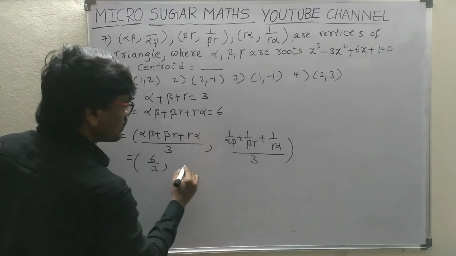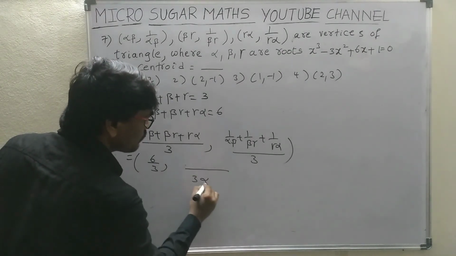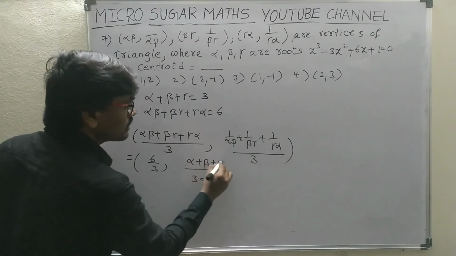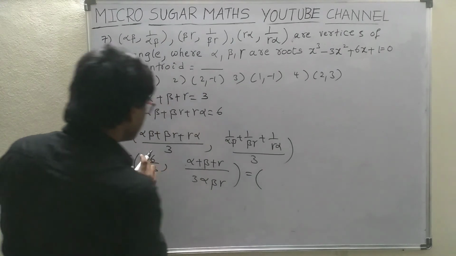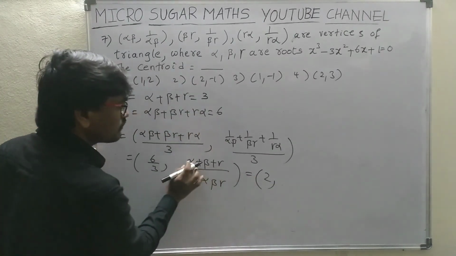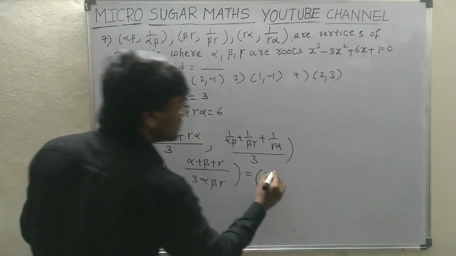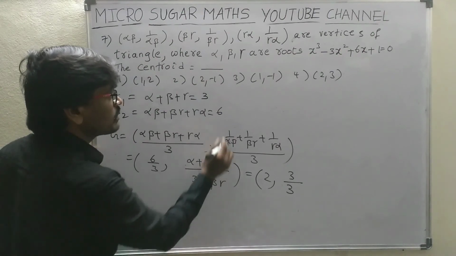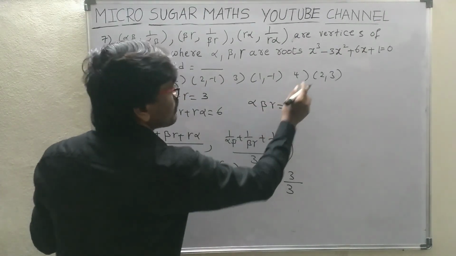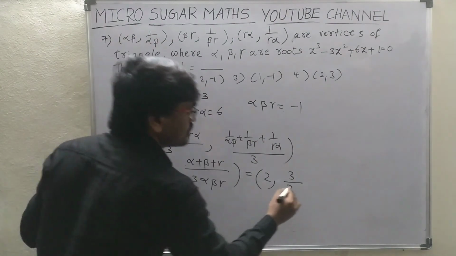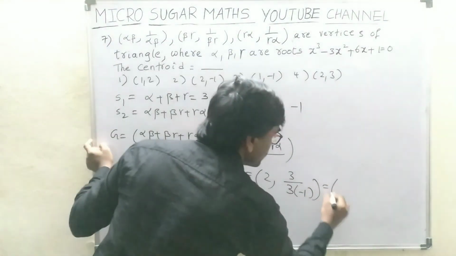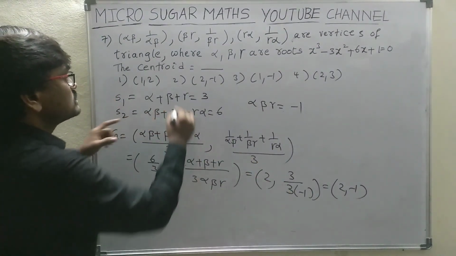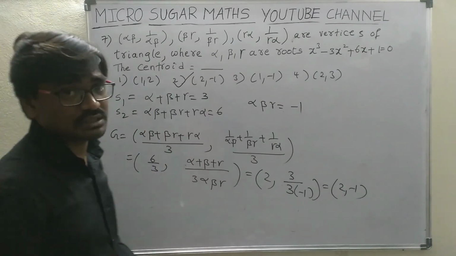Now students, on taking LCM you will get alpha beta gamma as the LCM. In the numerator, alpha plus beta plus gamma. I am writing 6 by 3, which means 2. I am writing alpha plus beta plus gamma value as 3 by the denominator 3 into. Now students, what is alpha into beta into gamma? The alpha into beta into gamma from this equation is minus 1. Therefore, write down minus 1. You will get 2 comma minus 1 as your centroid. Therefore, the second option is our answer.